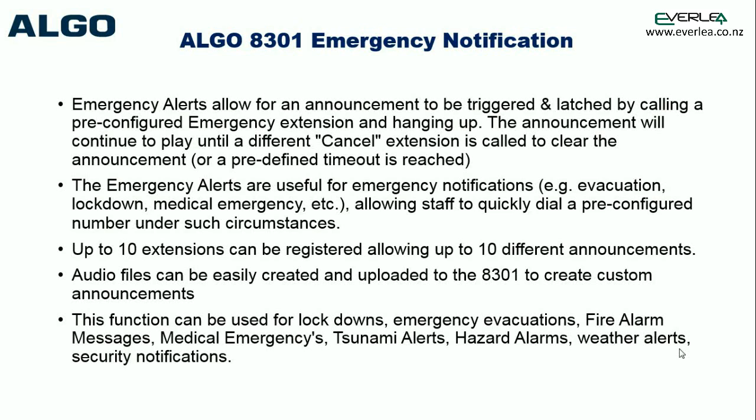You've got another extension that you can dial that'll cancel it. So once you dial, say, 400, and then you dial 409 to cancel it: if you dial 400, it will simply broadcast the message and keep repeating the message until someone cancels it by dialing another cancel extension number.